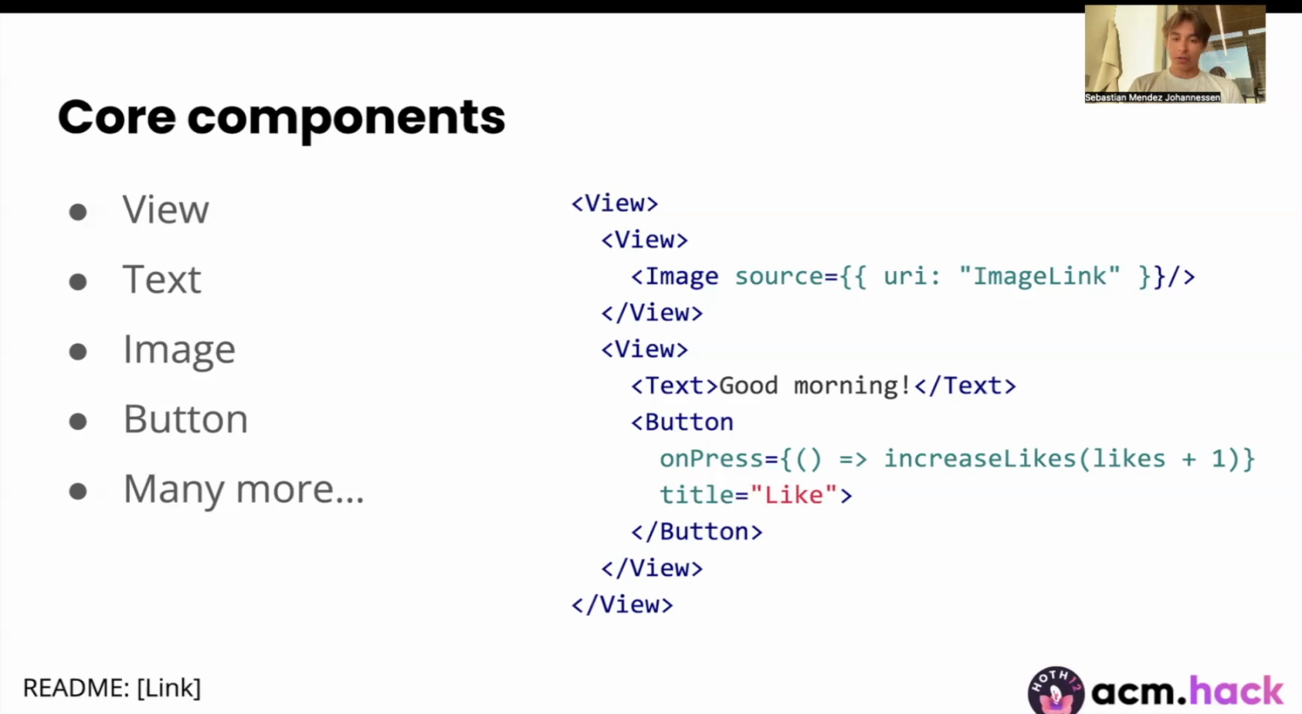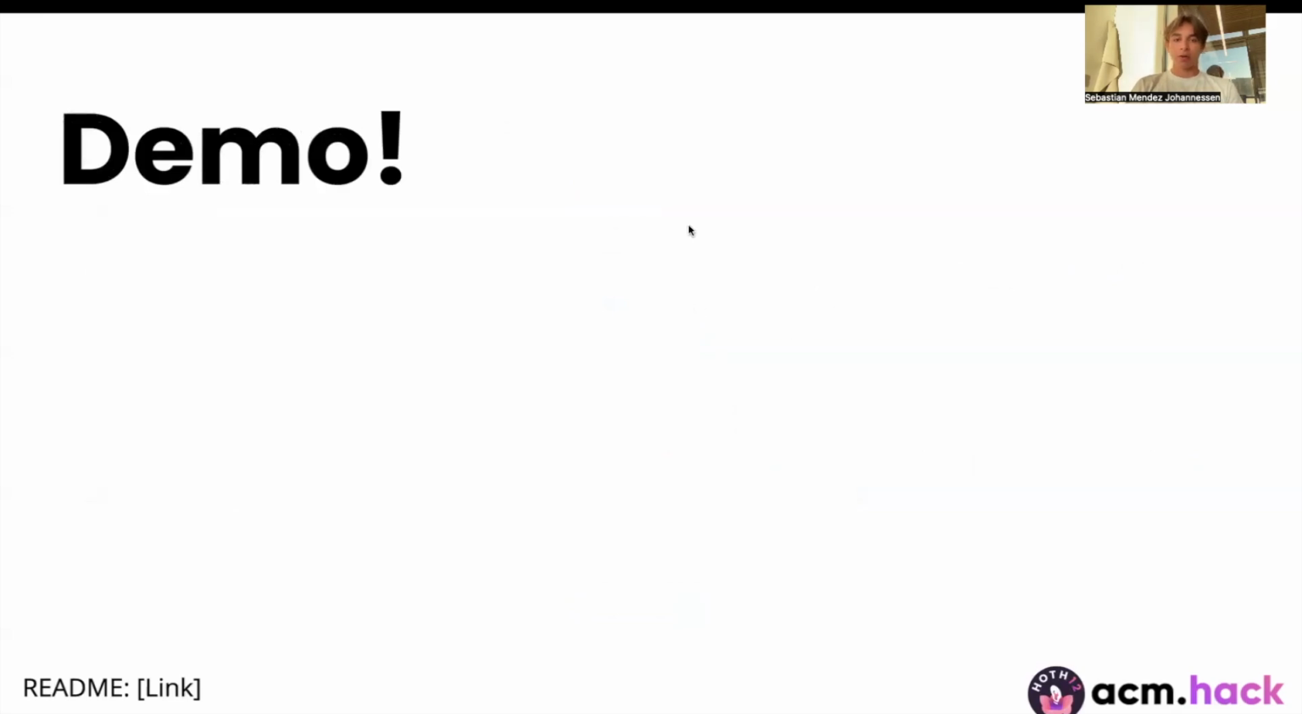On the right here, you can see an example where we have views to organize different sections of our code. You can see that we have one large view here for the whole thing, as well as one view for the image, and then one view for the text and the button here. Inside of these views, we use the specific components for images, text, and buttons. Don't worry too much. I'm going to give a quick demo on how we would use this.